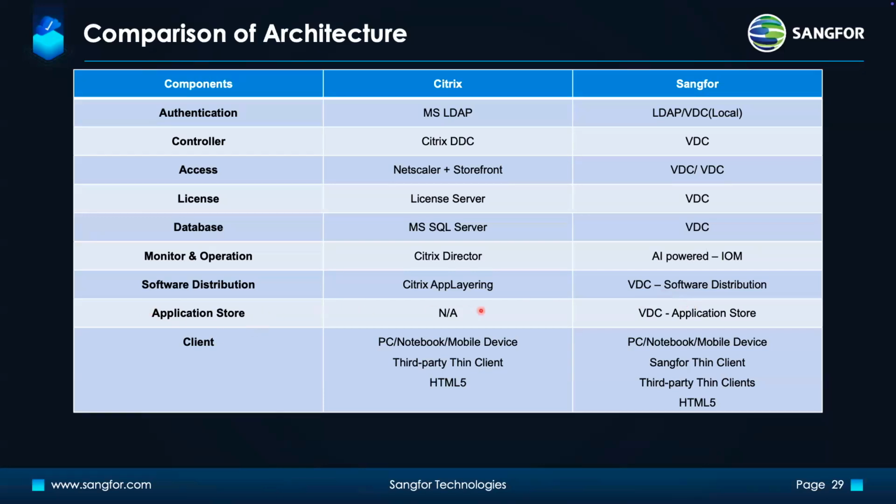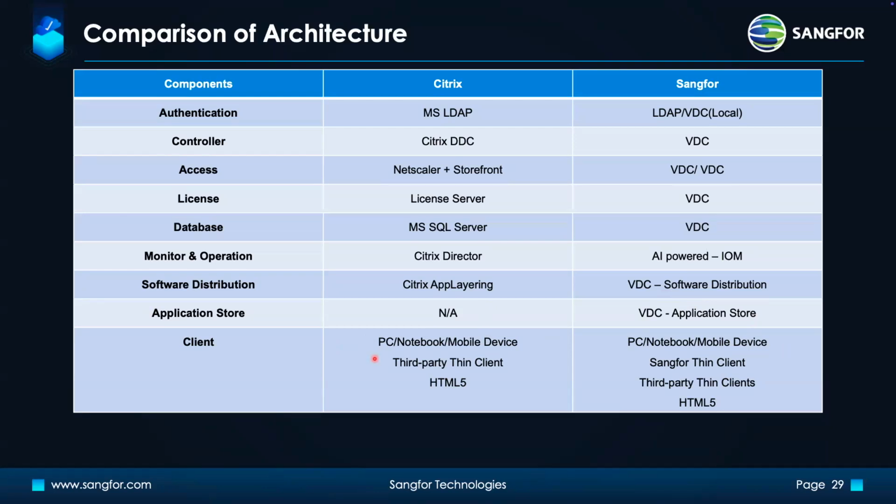Now, application store: Citrix does not have that, where a lot of users download over the WAN and choke the bandwidth. With Sangfor, you can control that. That is also part of the platform, not separately licensed. Now, what are the clients that can be used within Citrix? Of course, basic clients are used here as well: notebook, Mac, laptop, all of that.